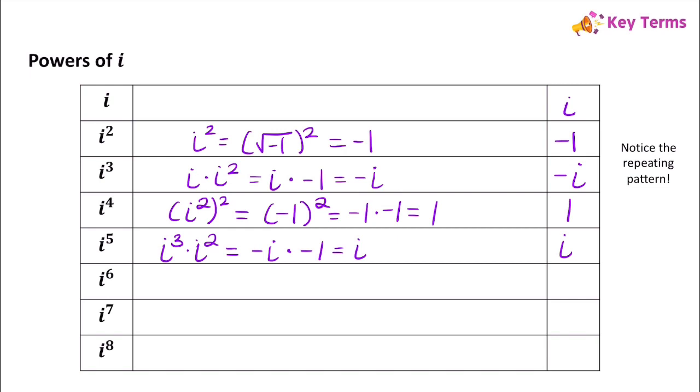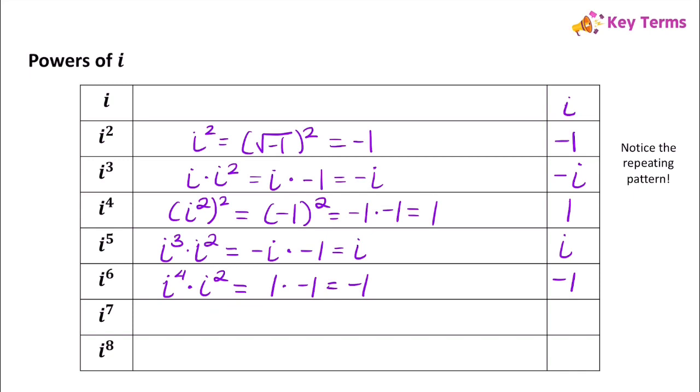Now let's try i to the 6th. i to the 6th, there's several ways we can rewrite it. I'm going to write it as i to the 4th times i squared. Well, we already found i to the 4th, that's 1, and then we know i squared, that's negative 1. So 1 times negative 1 equals negative 1.